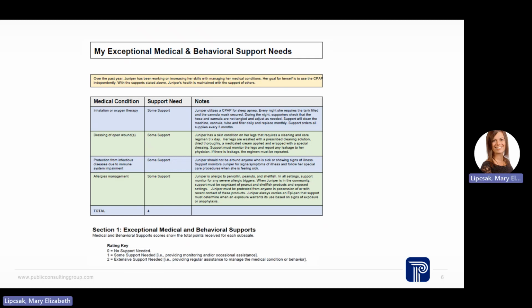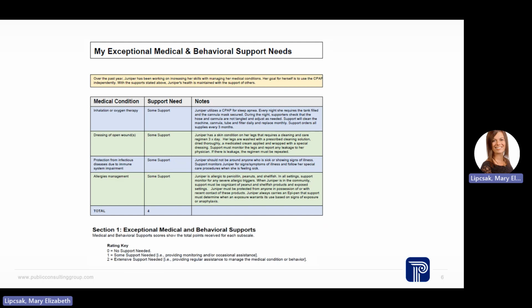The next 2 slides will cover Section 1, My Exceptional Medical and Behavioral Support Needs. We will use the Section 1 rating key description for this section only. As you can see, a rating of 0 is for no support needed for the activity. A rating of 1 is that some support is needed, and a rating of 2 is that extensive support is needed.